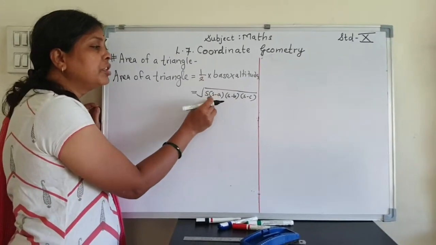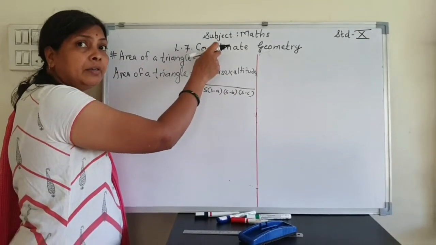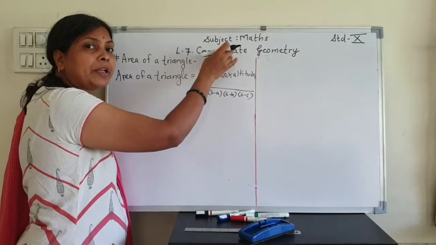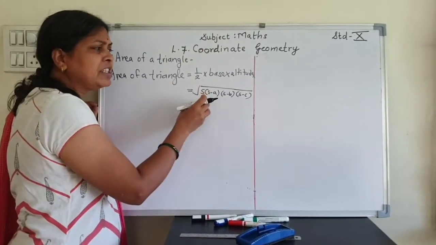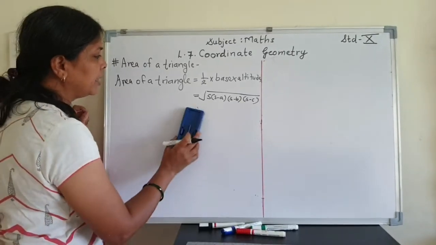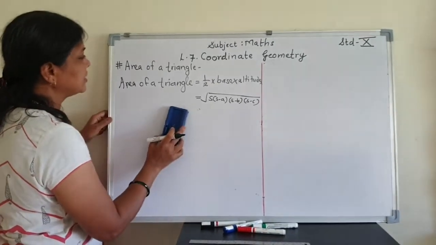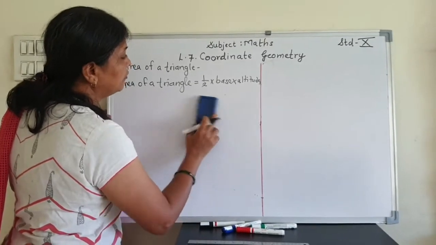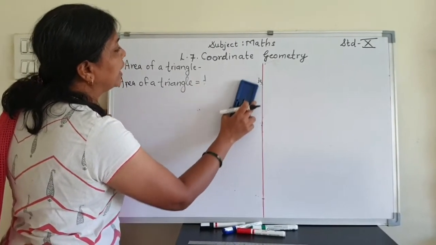Now if you use this formula, even the coordinate geometry concept can be used to find the area of a triangle. But that is very tedious work. That's why there is a very simple way. Let's understand this concept, how we find the area of a triangle by using this geometrical concept.